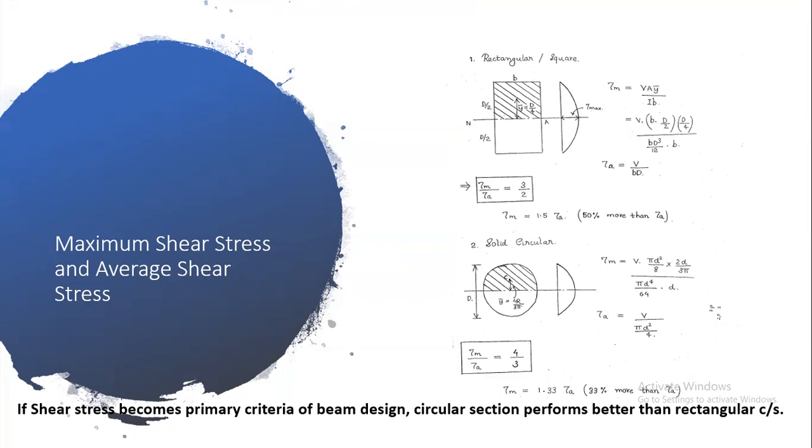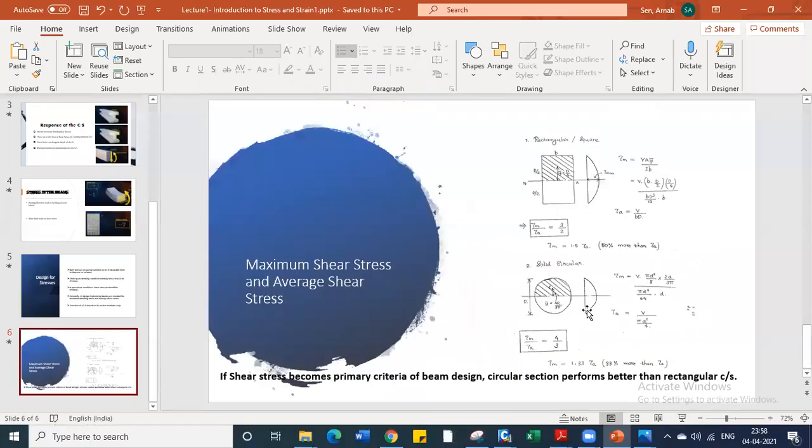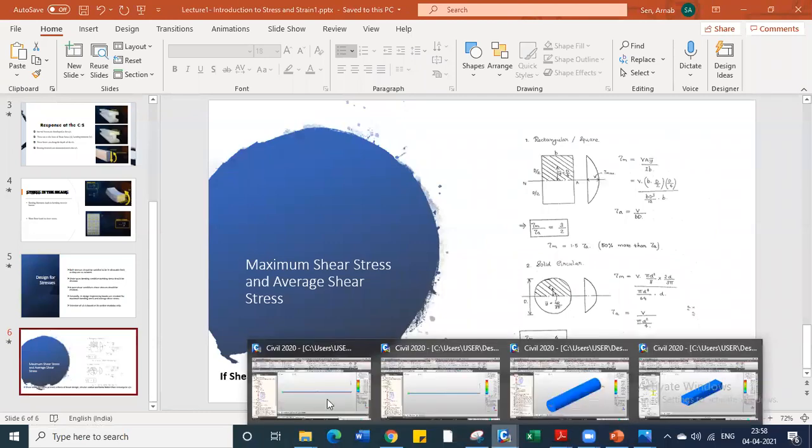But if shear stress becomes a primary criterion of beam design, a circular section will perform better than a rectangular cross section. This is because the actual maximum shear stress in a circular section is only 1.33 times greater than the average shear stress for which it is generally designed, whereas in a rectangular section, it is 1.5 times greater. To understand this better, we can take the example, in a software, of the action of the shear stresses.